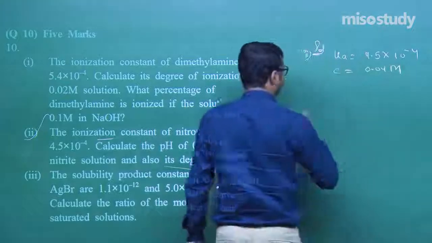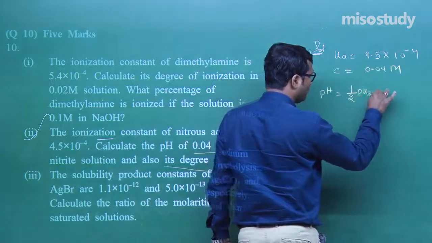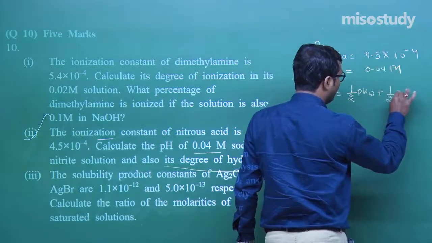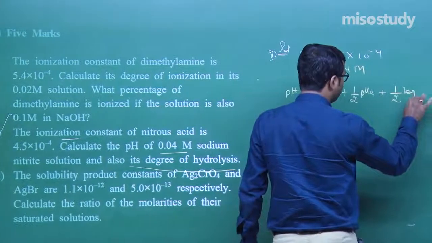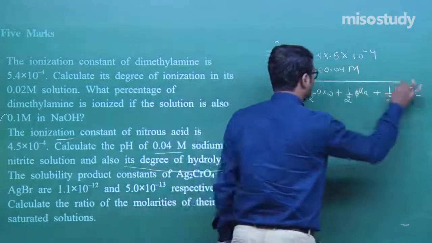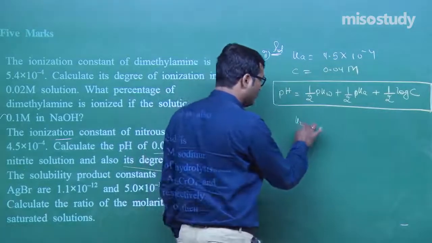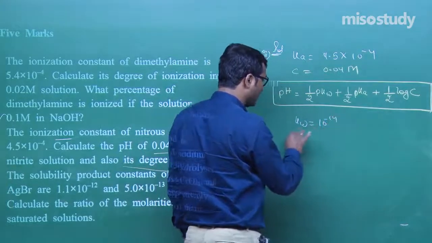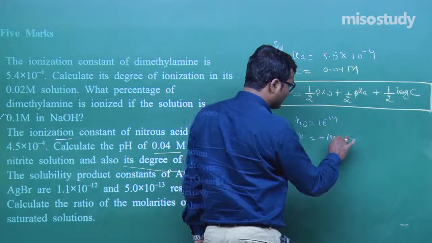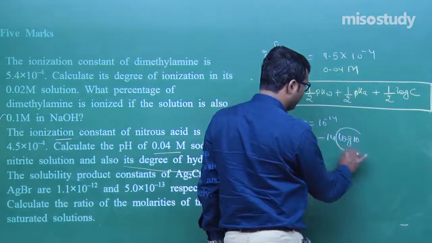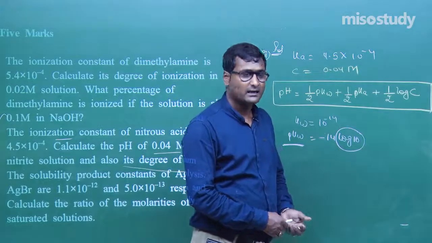Clear? Now, for the salt of nitrous acid, the formula is pH is equal to 1 by 2 pKw plus 1 by 2 pKa plus 1 by 2 log C. This is the pH. To find the value, what is pKw? We know Kw is equal to 10 to the power minus 14. So pKw is equal to what? Minus log Kw, that is minus log 10 to the power minus 14, which is 14. Am I right? Yes, sir.